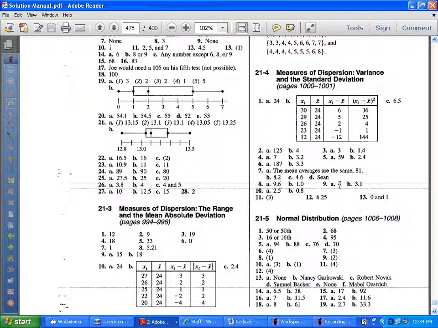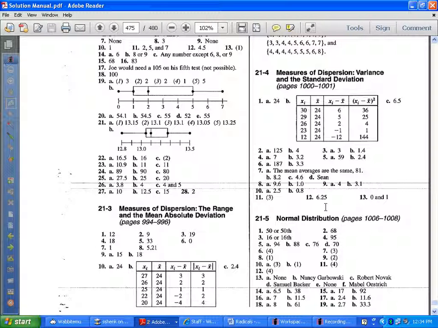9 has a mean of 4, standard deviation of 3.1. And 12, they told you the standard deviation was 2.5 and wanted to know what the variance would be. What do we have to do to the standard deviation to get the variance? We have to square it. Yeah. The standard deviation is the square root of the variance. So if we know the standard deviation, we square it to get the variance. So 2.5 squared is 6 1/4, or 6.25.